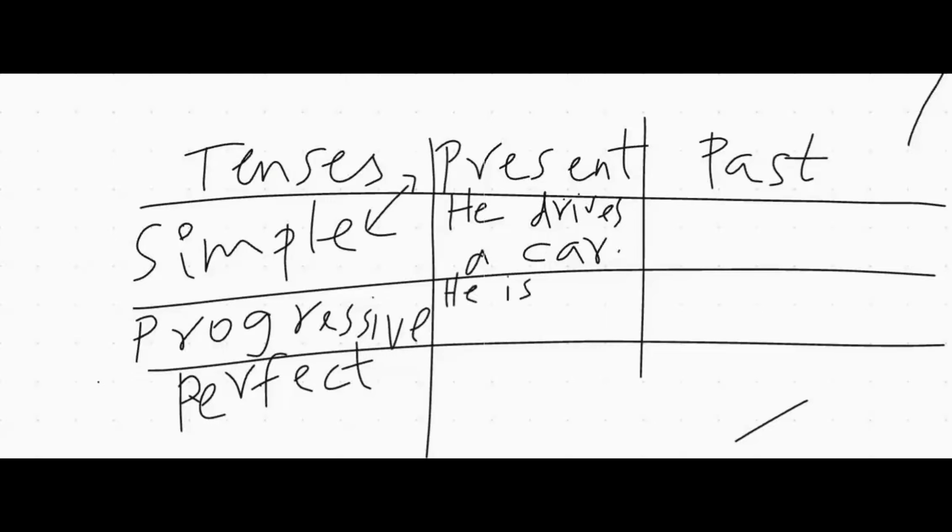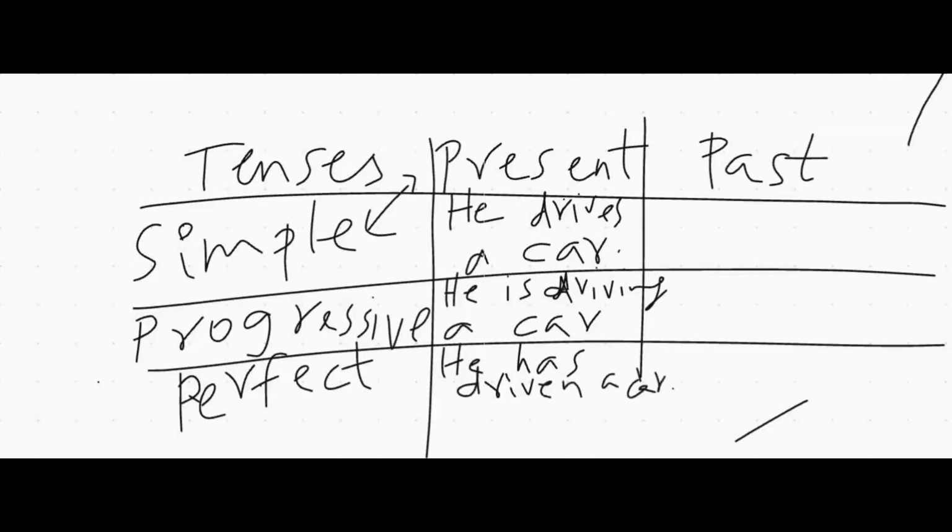He is driving a car. Next one, perfect tense. What did we do? He has driven a car, isn't it? Yes, ma'am. In perfect tense, we have used the verb have, plus has, plus the past participle. Driven is your past participle, the V3 form. Remember.